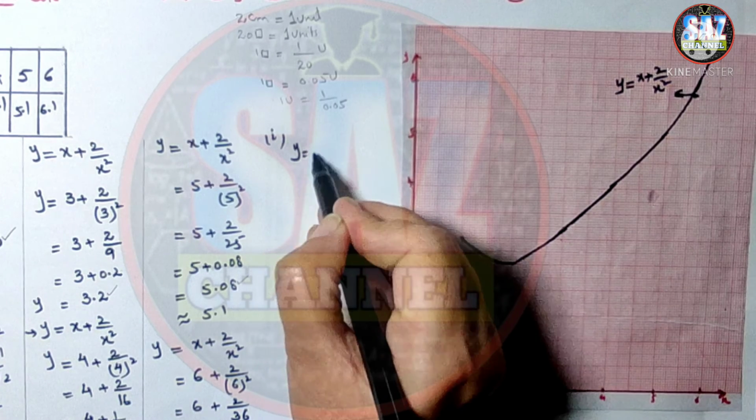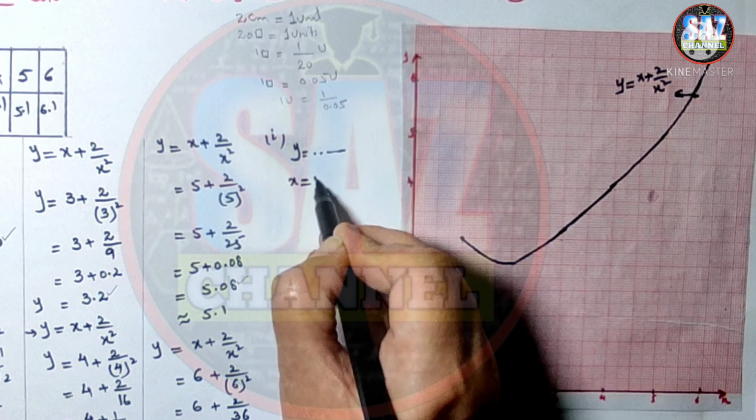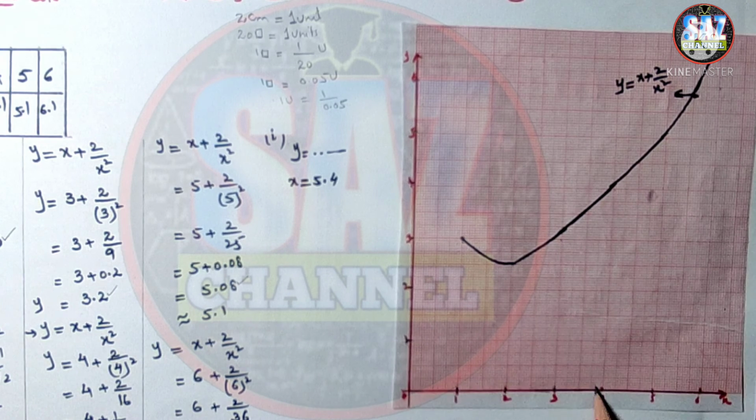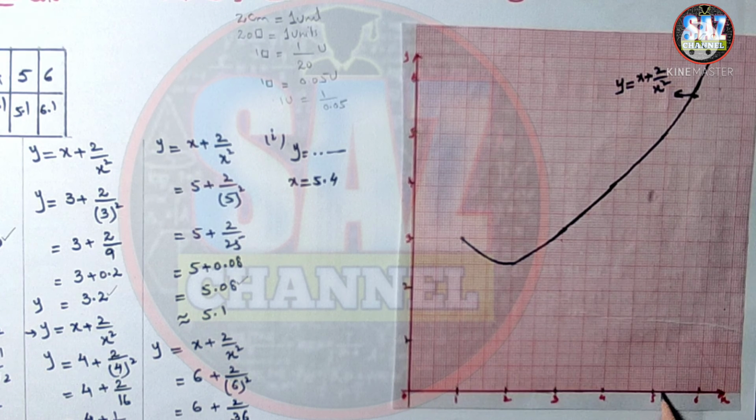We do not know what y is when x is 5.4. So first of all, we have to locate the position of 5.4 on the x-axis. First locate how many blocks will be suitable for 5.4. So 5.4 divided by 0.05, and this gives me 8 blocks. This is 20, 40, 60, 80, 100, and then 5, 6, 7, 8 blocks.